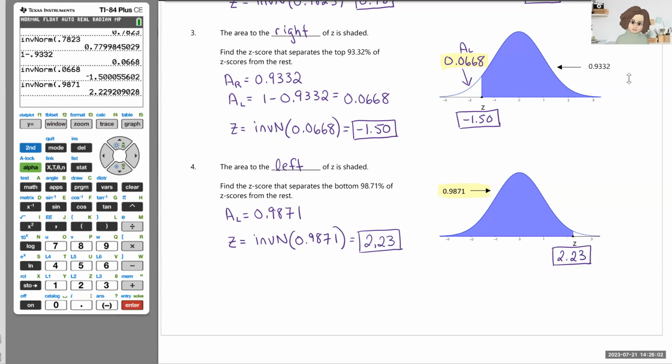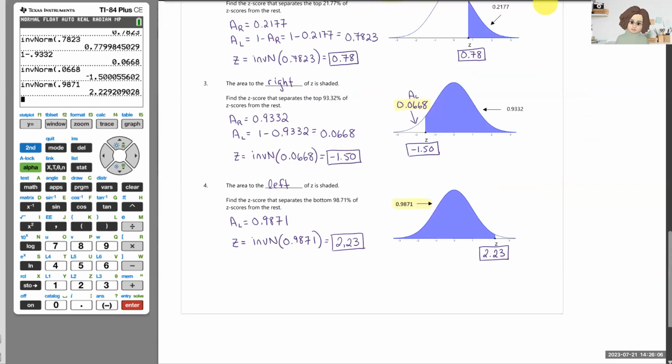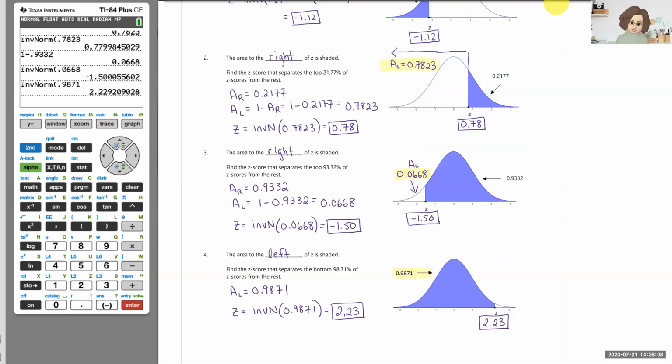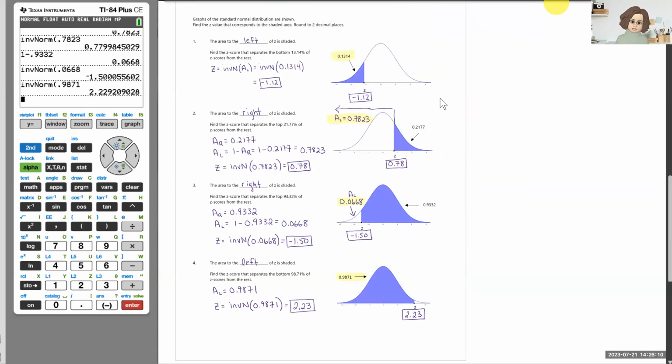And that is how you use inverse norm. I've shown you examples where we're dealing with the standard normal distribution, but the same sequence applies for any normal distribution. We would just have to also include the mean and the standard deviation if it is a normal distribution rather than standard normal. All right, hopefully that's a good recap of using inverse norm.